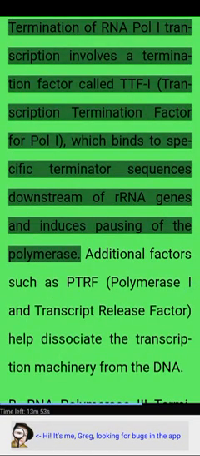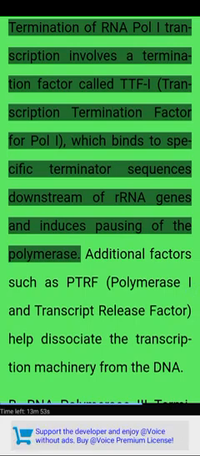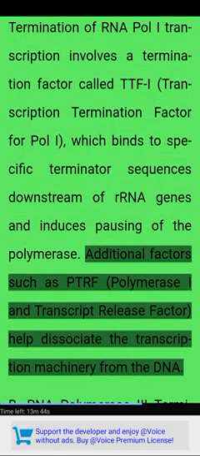Termination of RNA Pol I transcription involves a termination factor called TTF-I, transcription termination factor for Pol I, which binds to specific terminator sequences downstream of rRNA genes and induces pausing of the polymerase. Additional factors such as PTRF, polymerase I and transcript release factor, help dissociate the transcription machinery from the DNA.